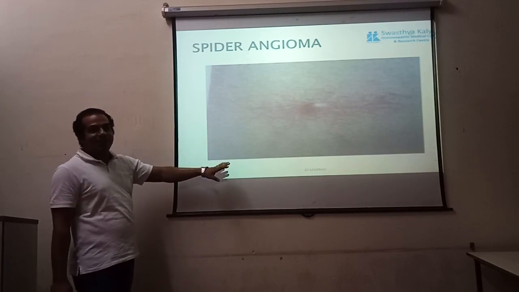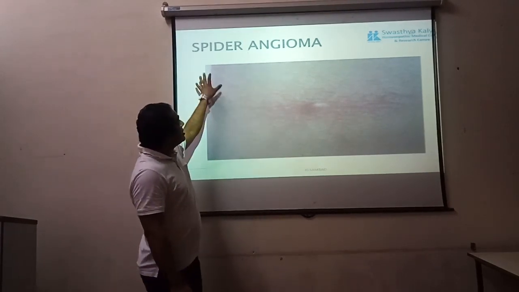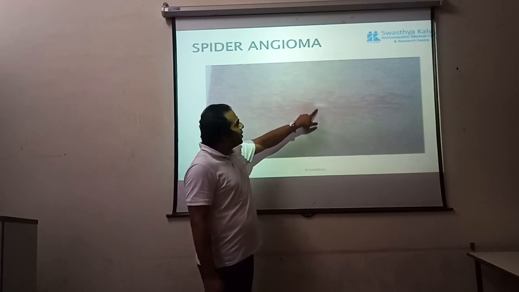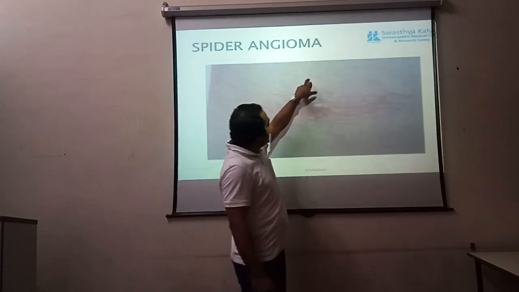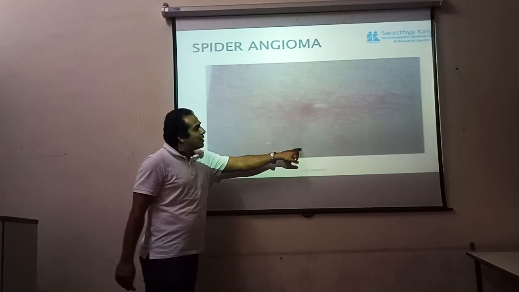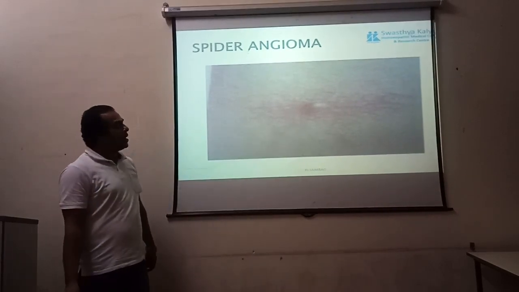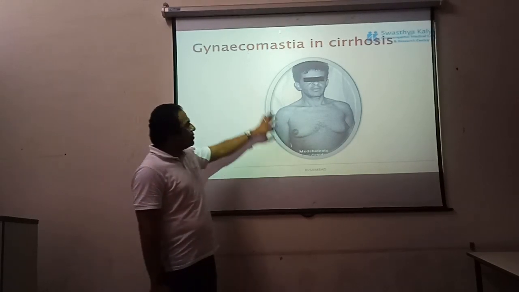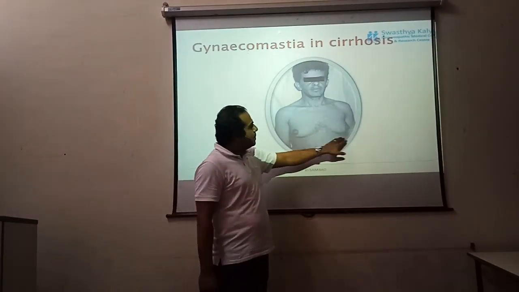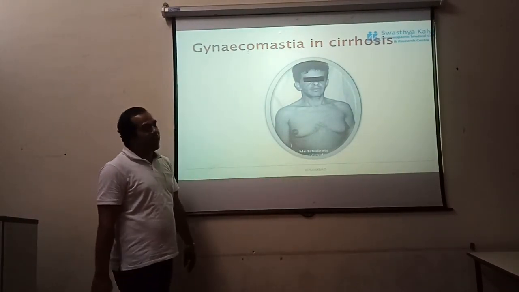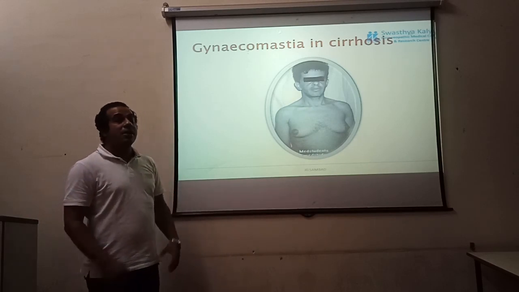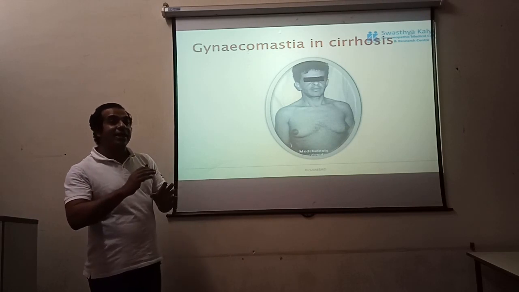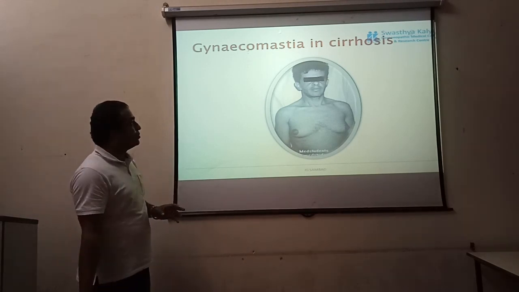I think it would be difficult for you to recognize that a spider angioma is present, but you can see here a central arteriole, and various small vessels are protruding out of it, which appears as a spider angioma. Gynecomastia, this is a male. You can see the presence of breast developing in a male, and this gynecomastia is present in cirrhosis, but gynecomastia can be present in other diseases also.